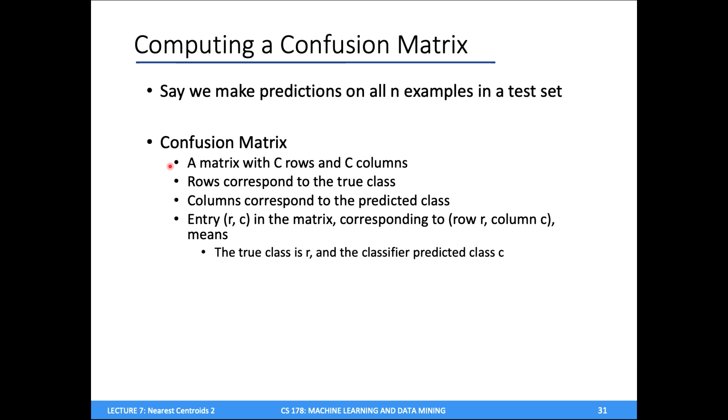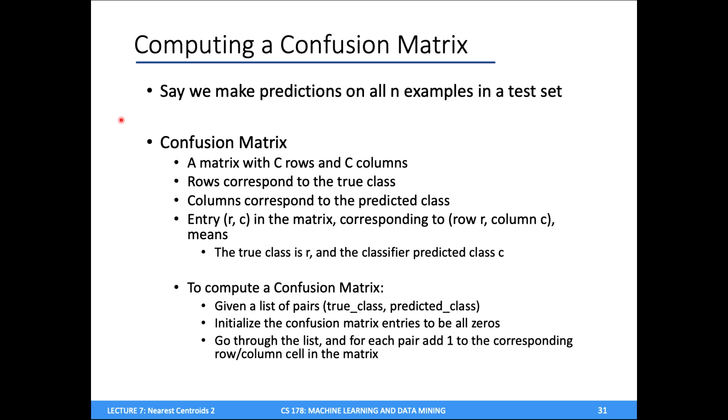In a confusion matrix, it's going to be a square matrix with C rows and C columns, where every row corresponds to the true class labels and every column corresponds to the predicted class labels. Then in this matrix, in the row R and column C, we're going to count up the number of times that in our data set the true class was R and the predicted class was C. We'll see an example of this in a second to make it more concrete.